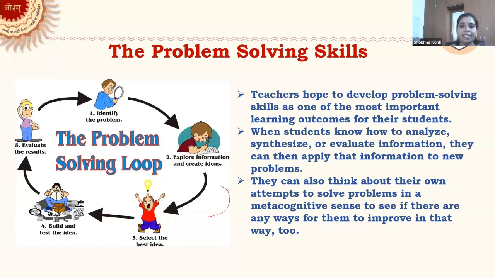They will not say, I didn't see this problem before. How can I solve this? So they don't get that kind of question in their mind. What they will think is what they have learned and how to apply here. They can also think about their own attempts to solve problems in a metacognitive, cognitive sense, to see if there are any ways for them to improve in that way too. So they try their level best to get the answer. They don't give up.